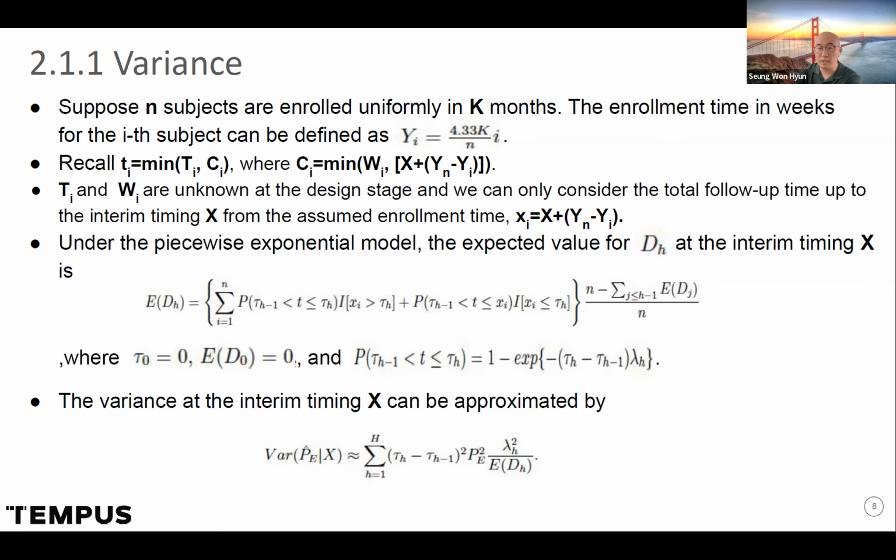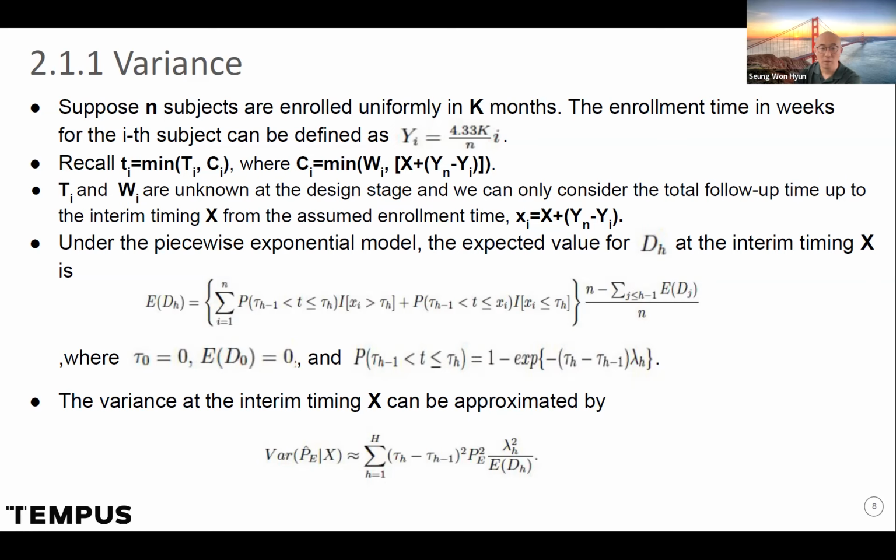Here, the idea is we can compute the chance of time t falling in a time interval h because we know the probability distribution for the time t follows the piecewise exponential model. Then we multiply this probability by the number of patients in the risk set for the time interval h. Then we can get the expected number of events within this time interval.